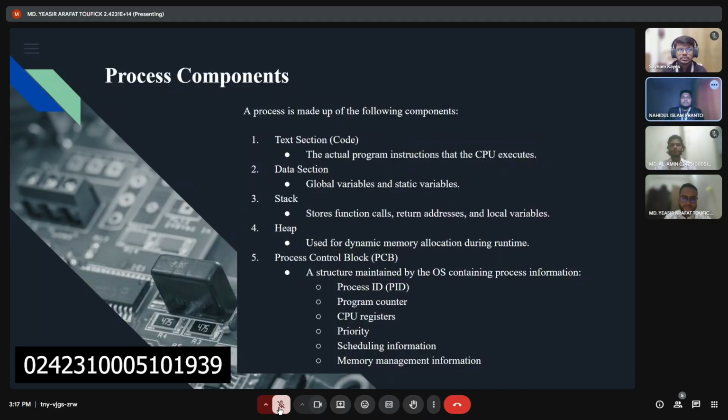Process components. There are several components in a process. First of all, the text section, data section, and heap section. And the last one is the process control block, which is very important among the process components. This is a special data structure maintained by the operating system. It stores important information like process ID, program counter, CPU registers, priority and scheduling information, memory management details, and many other things.